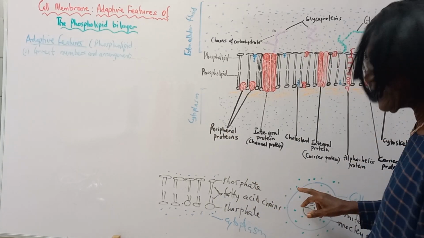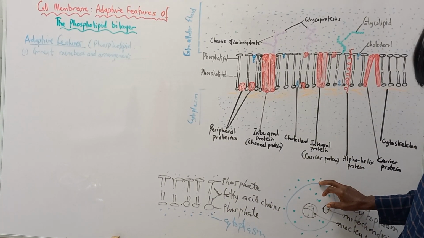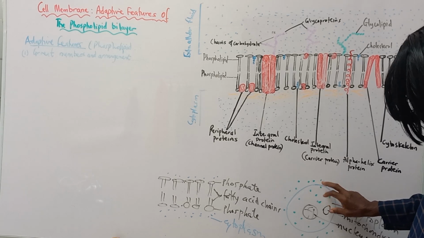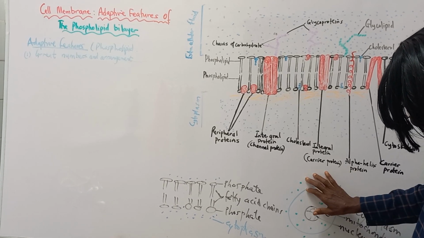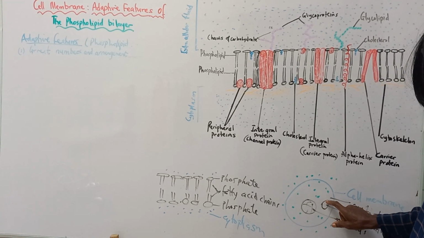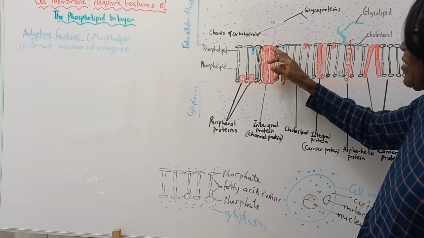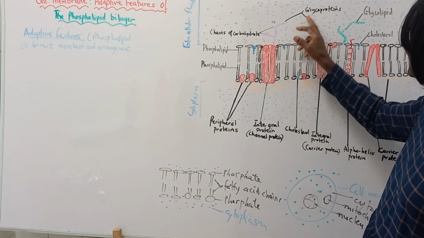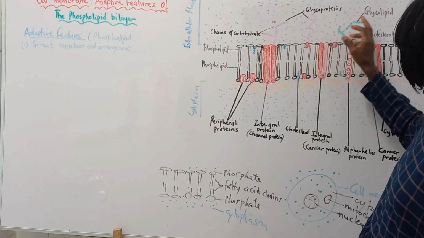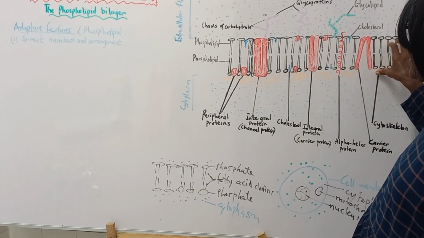Now, you have a cell here, and this is the membrane. This one is the cell surface membrane because you have extracellular fluid here. But if you have a mitochondrion here, it's the same membrane structure. We said the only difference with the cell surface membranes is the glycoproteins and glycolipids. This is the structure of a cell membrane.